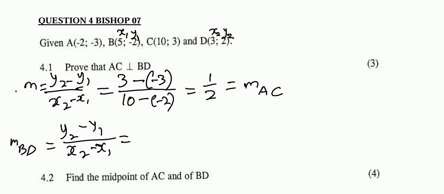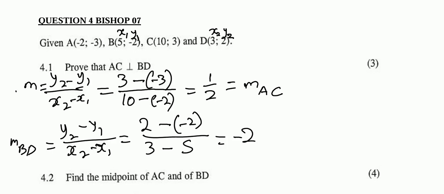Then you come again. What is your y2? Your y2 is 2 minus, what is your y1? Your y1 is -2. Over, what is your x2? Your x2 is 3. Minus, what is your x1? Which is 5. So we are going to have 2 minus -2 over 3 minus 5. Then it's going to give you -2.